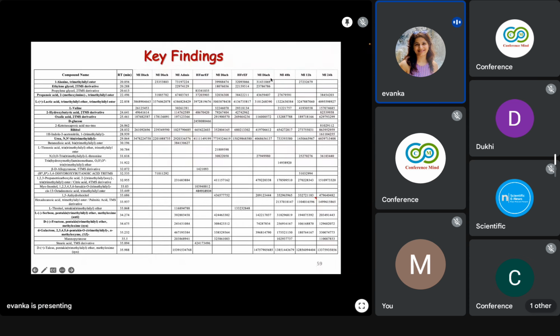As you can see, we had taken different time points of MI: at the time of discharge, 48 hours, 12 hours, 24 hours, so as to maintain uniformity in the data. There we found that a few acids like propanoic acid, ethylene glycol or lactic acid, along with a few glucose intermediates, were expressed significantly in these patients. And here we had taken ribitol as one of our standard markers.